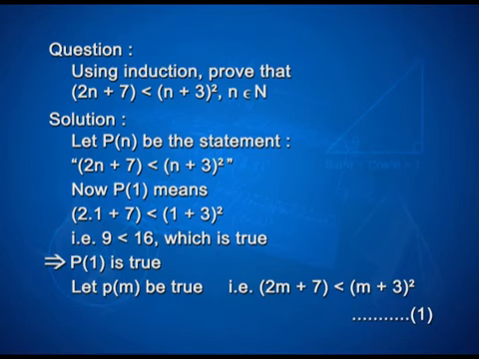Let P of m be true, that is 2m plus 7 is less than m plus 3 whole square. Take this equation as number 1.